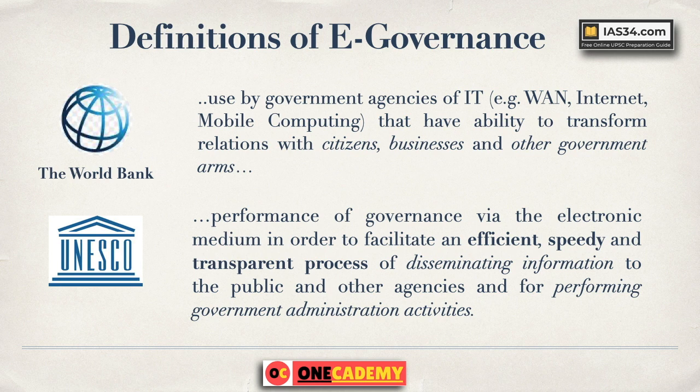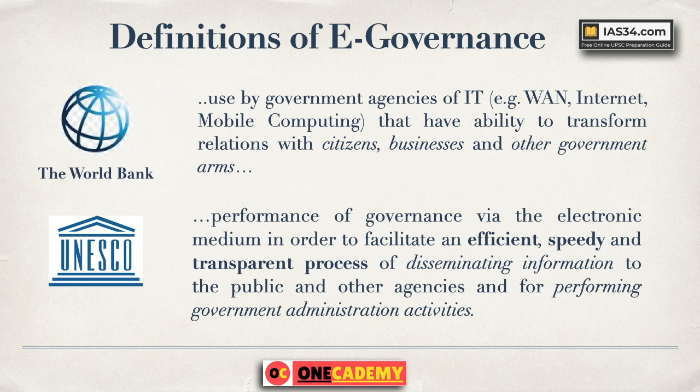So the World Bank says it is used by government agencies of IT like wide area network, internet, mobile computing, that have the ability to transform relations of whom? The government agencies with citizens, with businesses, and with other government arms too. So government within the departments, within the ministries, within the offices they talk, that is also part of ICT, part of e-governance. And UNESCO, again the same thing, performance of governance via the electronic medium.